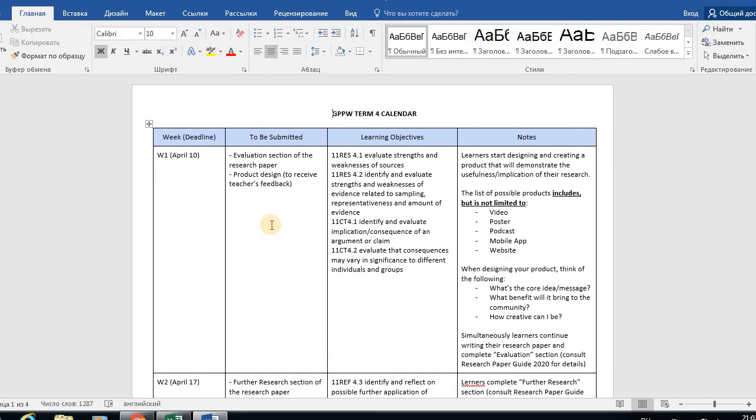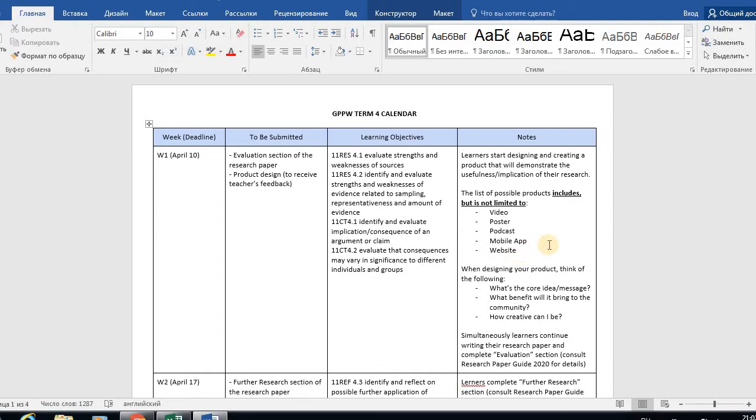We've already spoken a lot about evaluation sections. I gave you, if you remember, a sample paper written by a student, and we discussed the evaluation section briefly. So that's the first thing to be looked at, and the second thing is product design. What does it mean to design a product? I told you during the last term that later you will create your own product from your research paper.